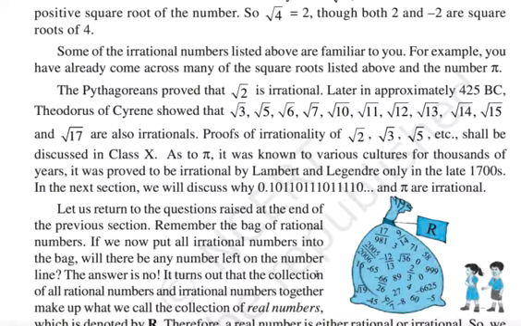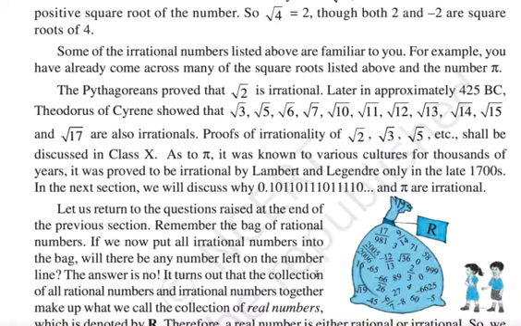The Pythagoreans proved that root 2 is irrational. Later, in approximately 425 BC, Theodorus of Cyrene showed that root 3, root 5, root 6, root 7, root 10, root 11, root 12, root 13, root 14, root 15, and root 17 are irrational. Proofs of irrationality of root 2, root 3, root 5 shall be discussed in class 10.